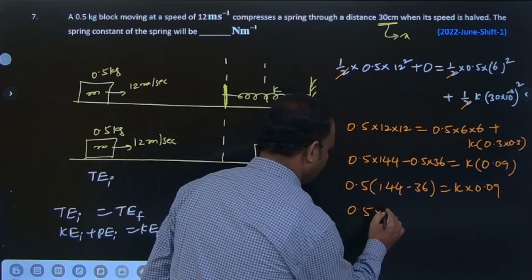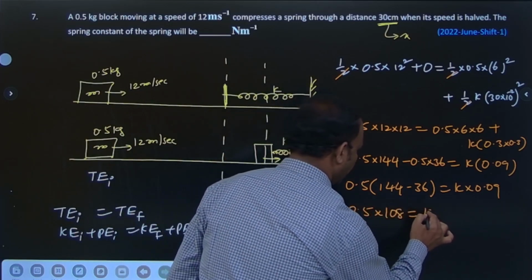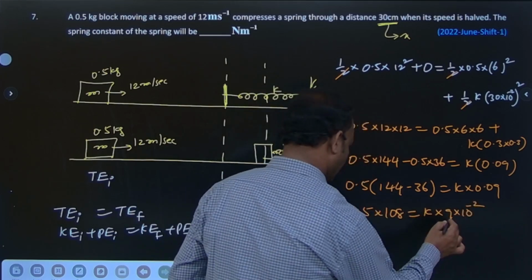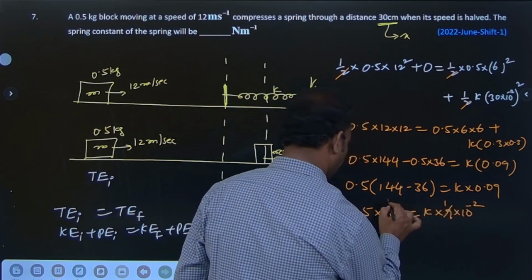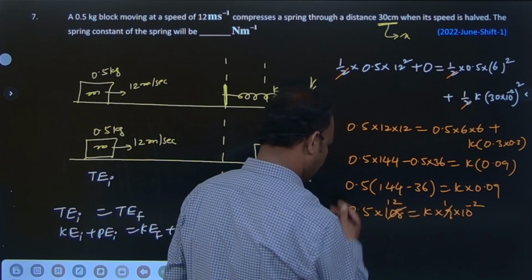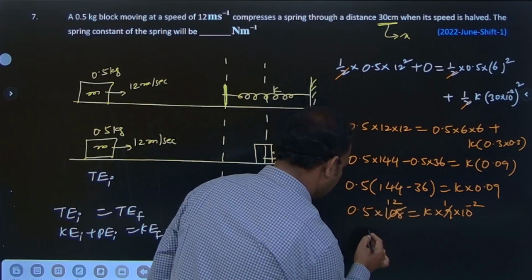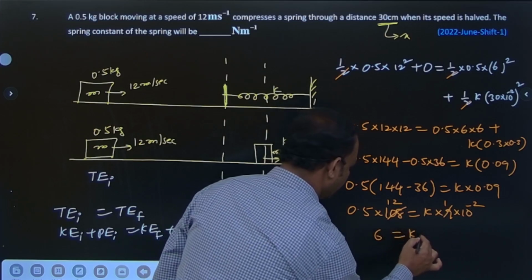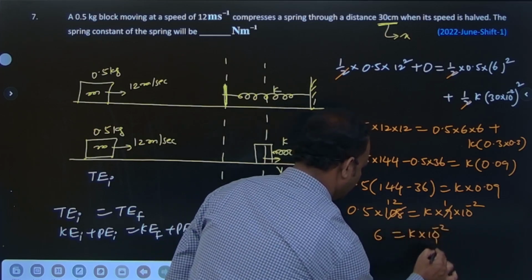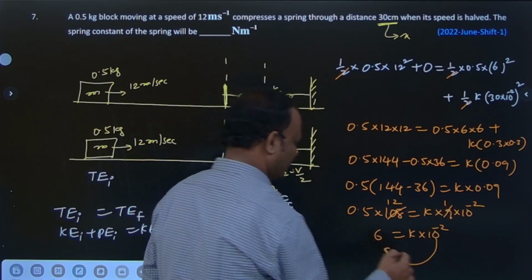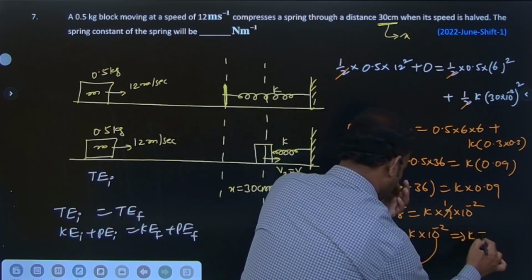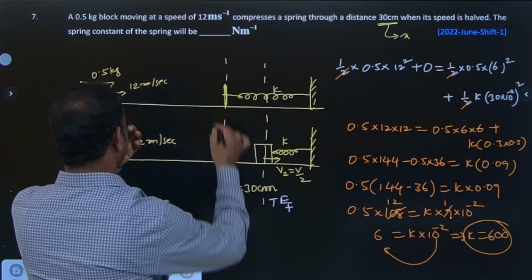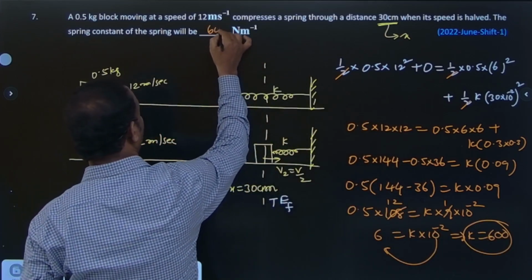144 minus 36 is 108, so 0.5 into 108 is equal to k into 9 into 10 power minus 2. 9 ones are 9, 2s are, and 12 5s are 60, so 6 is equal to k into 10 power minus 2. It comes down, then k is equal to 600. The value of k is 600 Newton per meter.